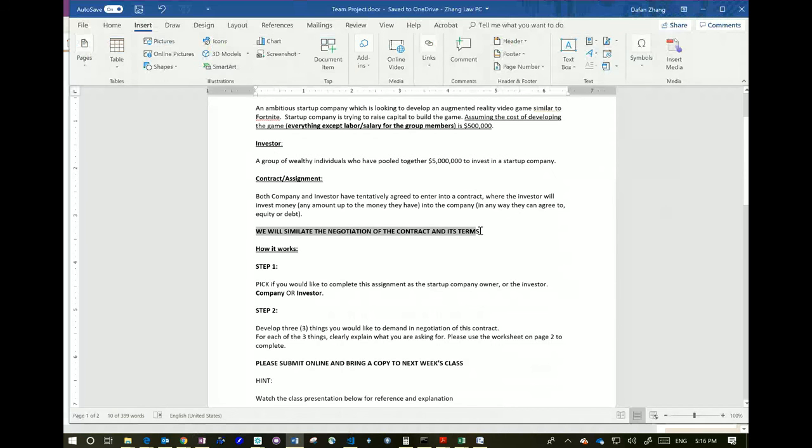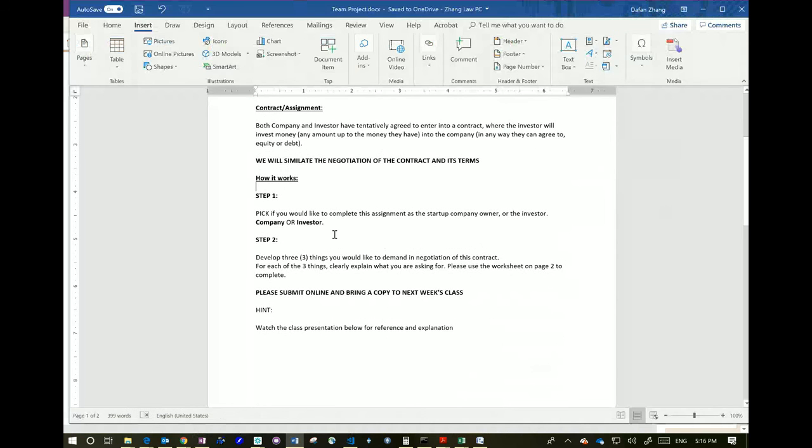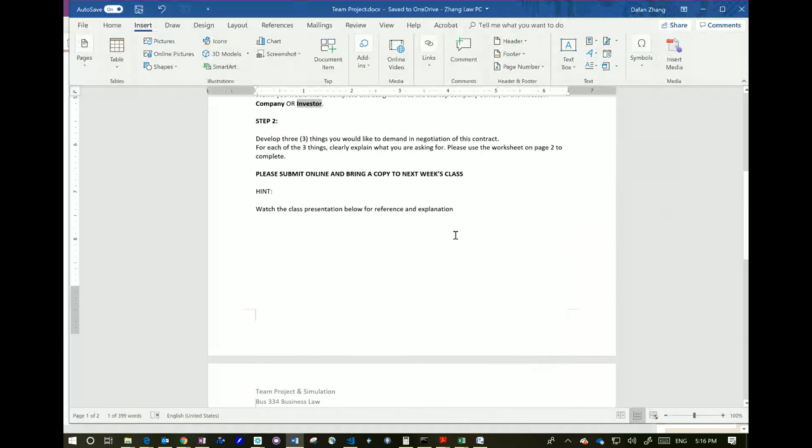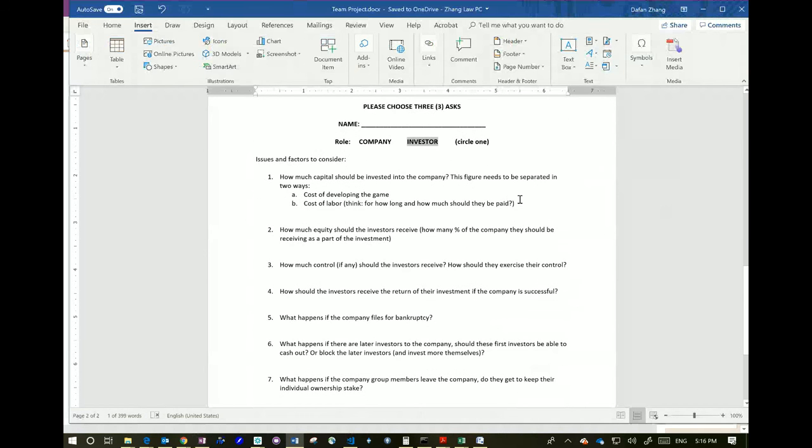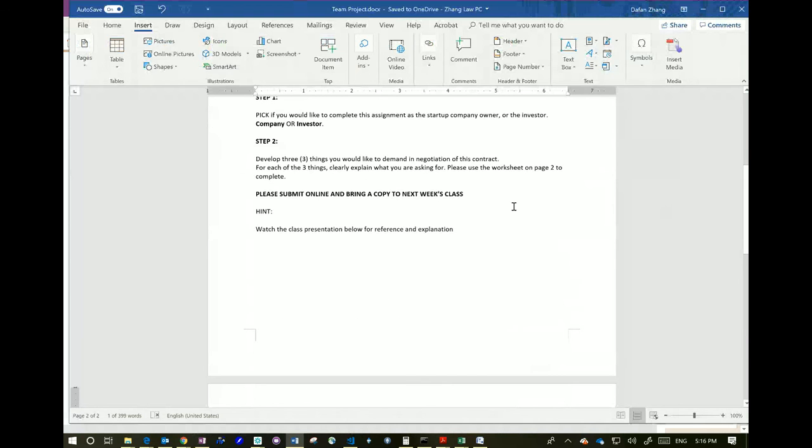So for next week's class, we will simulate in class the negotiation of the contract and its terms. So we'll reach a contract at the end of the class. However, how we're going to do it is, step one, you pick if you would like to be the company side or the investor side. And see on page 2 here, we have a demand worksheet, and you're going to circle company or investor. That's what you're going to choose.